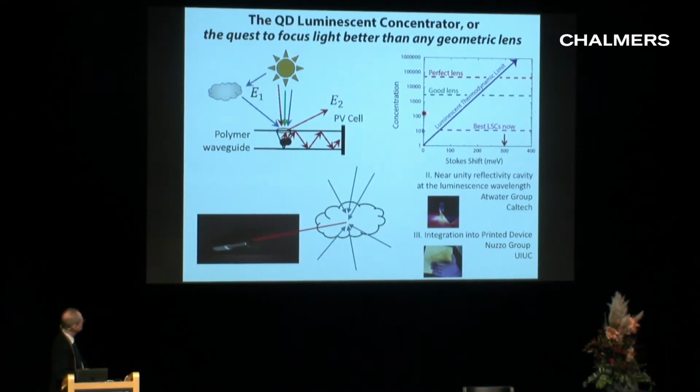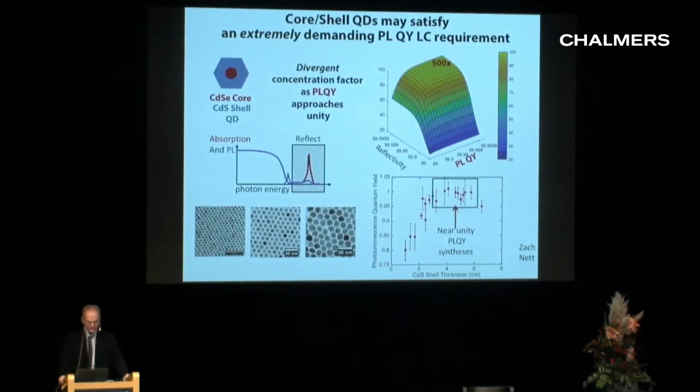So in the few years that we've been working on this with our friends, with Ralph Nuzzo at Illinois and with Harry from Caltech, we've been able to take this and go well over, we've now got some that are over 100, and we may be able to go further in the concentration factor. Now that's still not as good as a lens, but we're still very early days in developing this kind of thing, and so that's where we're at.